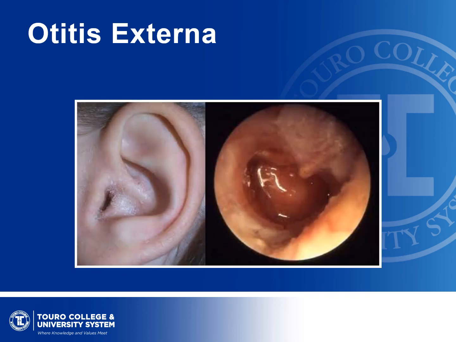So here's a picture of an otitis externa. You can see there's discharge on the outer ear. Sometimes this part of the ear is swollen also. And when you take the otoscope and you look in the ear, this is what you're going to see. The ear canal is narrow.